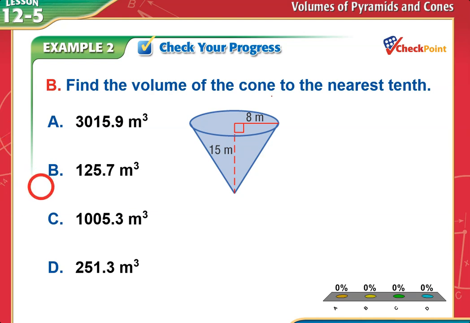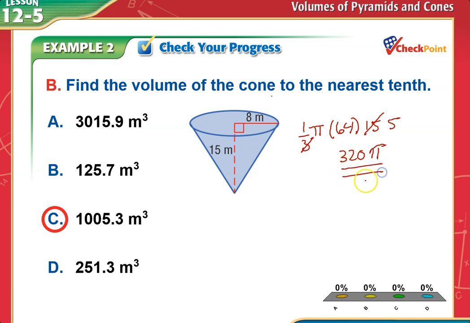All right, so if you said 1005.3, you got it right. So let's show it. We have 1/3 pi r squared, 64, times height 15. I guess we could say the 15 and 3 becomes a 5. And then 64 times 5 is 320. So we get an answer of 320 pi.